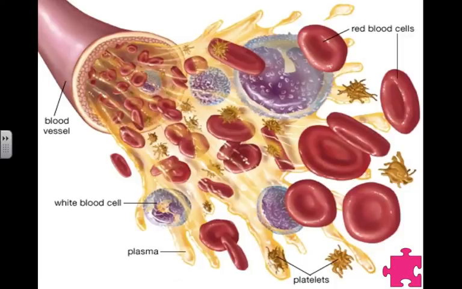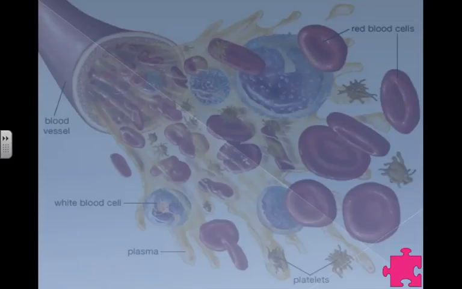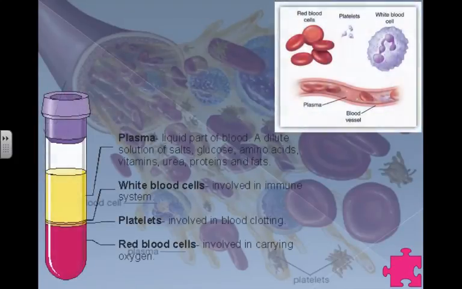So guys, as I was saying about blood vessels, you've got white blood cells, you've got red blood cells, and we're just going to cover this for those of you that didn't necessarily understand it. So you've got your red blood cells, you've got your platelets, you've got your white blood cells. This is just what they look like. You've got plasma, which is the liquid part of blood. It's a dilute solution of salts, glucose, amino acids, vitamins, proteins, and fats.